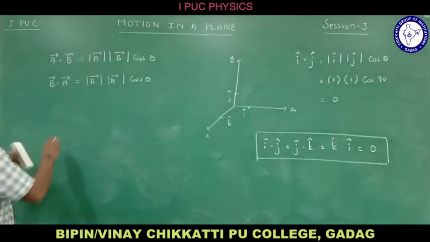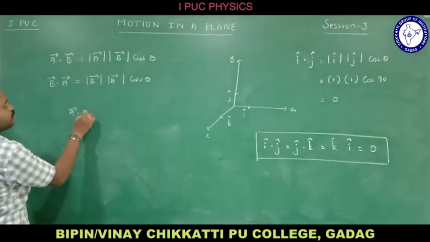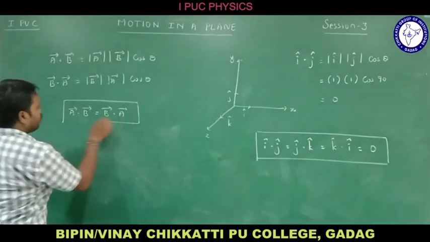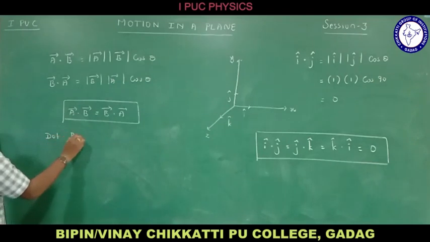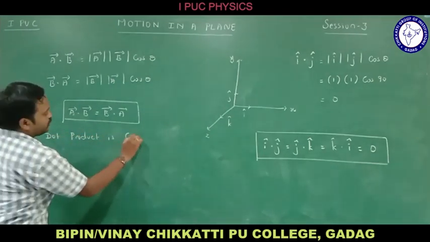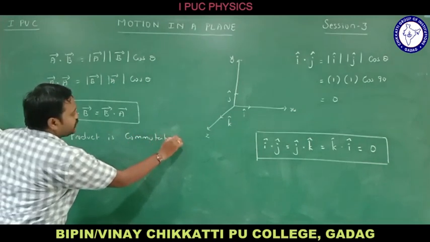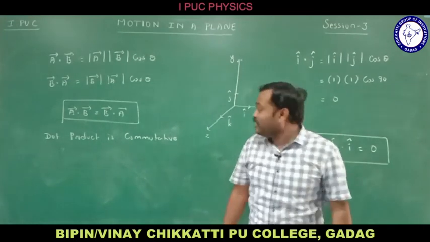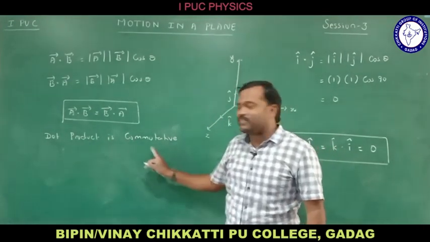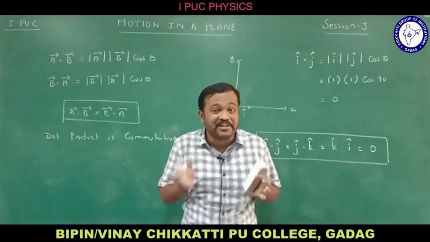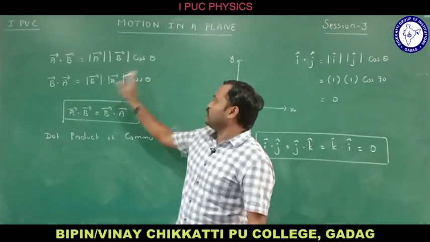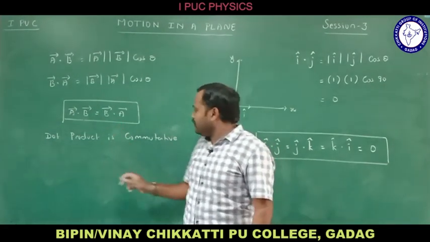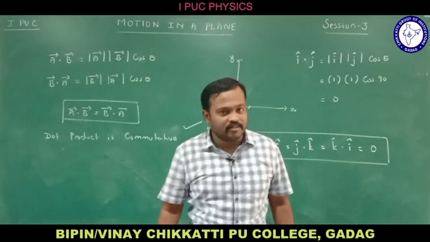If these two are the same, I can write a dot b is equal to b dot a, right? So we can say that the dot product is commutative. So a star b is equal to b star a, that is the commutative property. Do remember, dot product is commutative, meaning a dot b will always be equal to b dot a. Here we have seen ab cos theta, this is also ab cos theta itself, so a dot b is equal to b dot a. By this I can conclude that the dot product is commutative.